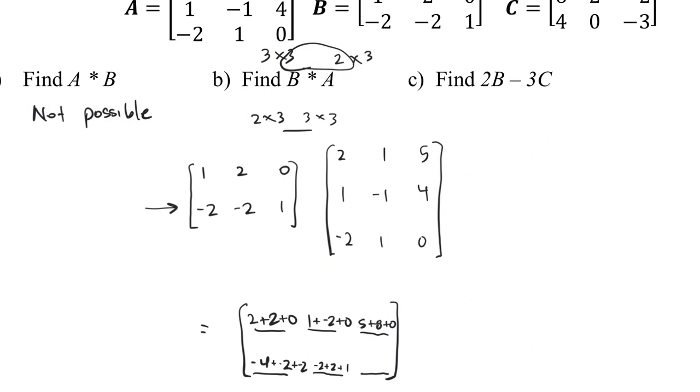And finally, this last entry is row 2, column 3. This entry right here is row 2, column 3. So it's going to be negative 2 times 5, and then negative 2 times 4, and 1 times 0, which is 0.